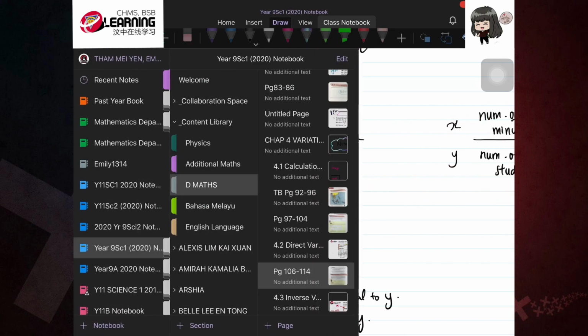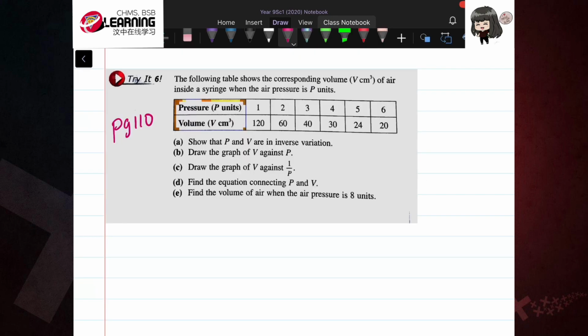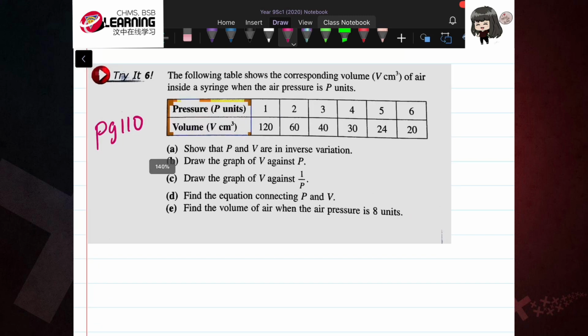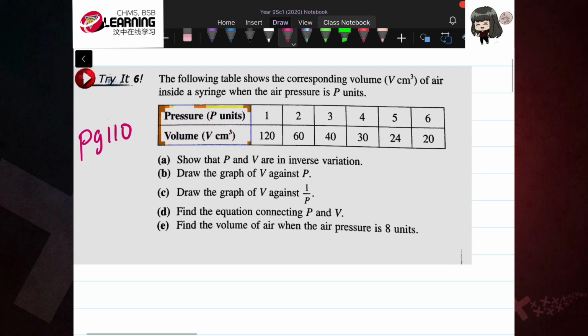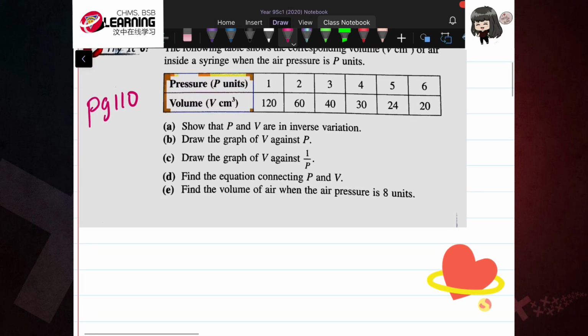Okay, let's try it. The following table shows the corresponding volume of air inside a syringe when the air pressure is P units. We are given a table with pressure in P units and volume in V cubic centimeters. Show that P and V are in inverse variation. We show this by finding the constant. If the products are the same, it means they are in inverse proportion.